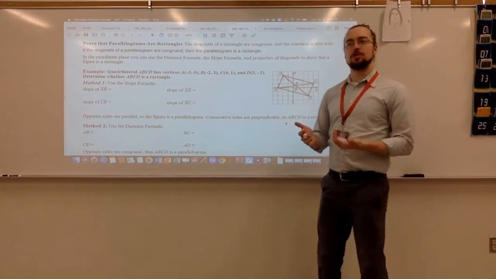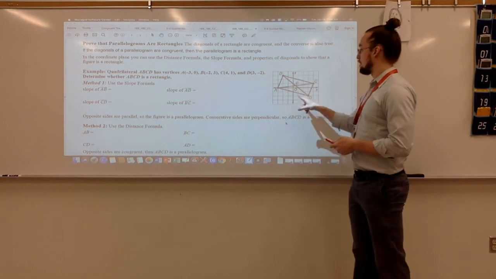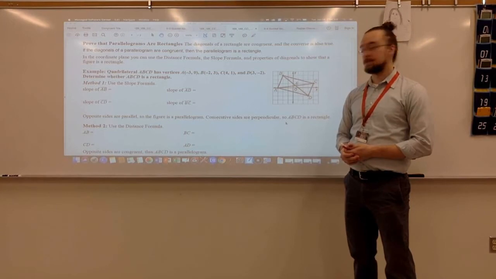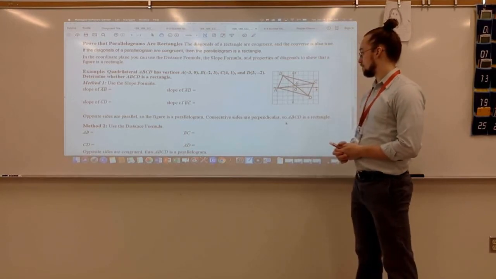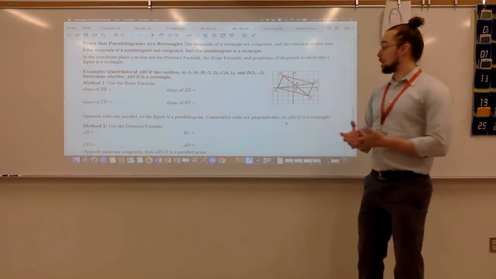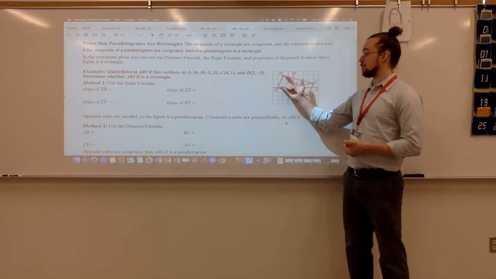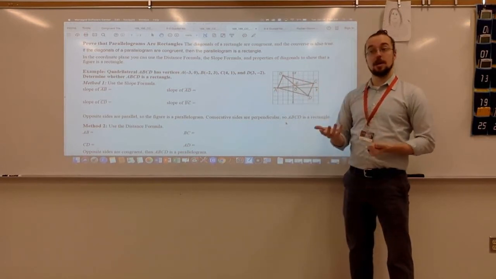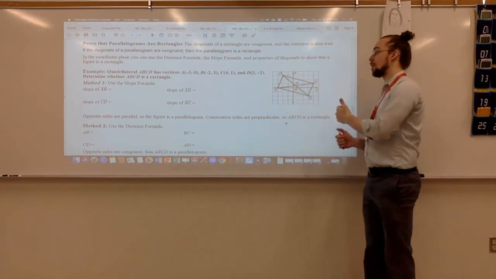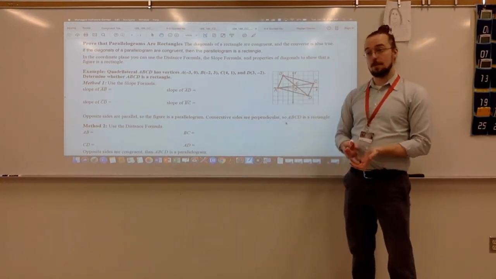Consecutive means right next to each other. So AD and BC are opposite sides, but AD and AB are consecutive sides. If you're talking about angles, angles A and B are consecutive angles because they're next to each other. Angles A and C would be opposite angles. But if we're talking about sides, we could say side AD and side BC are opposite sides, and side AD and side AB are consecutive sides.